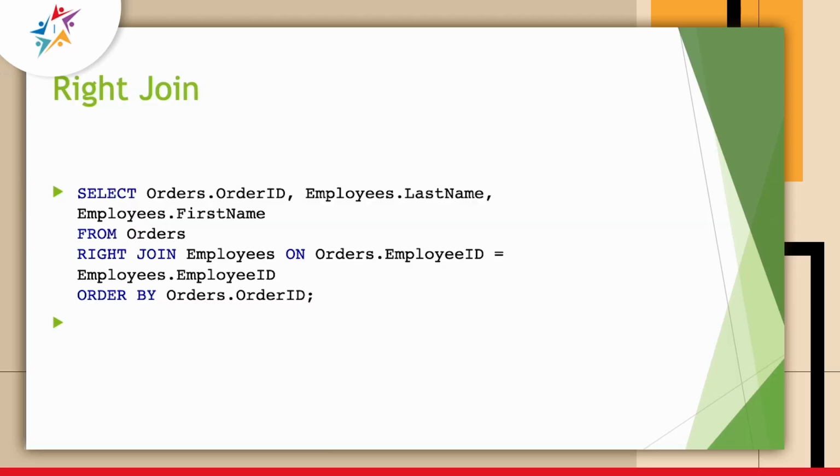Now take a look at the right join, guys. Right join is used when you want to extract all records from the right table and selective records from the left table. Here again, we need to find which is the common field and then create a join between those fields. Take a look at the syntax here, guys. Select orders.order ID, comma, employee.last name, comma, employee.first name. From orders, right join employees on orders.employee ID equal to employees.employee ID, order by orders.order ID. So we are joining using the field called employee ID. This is how the right join will look like.